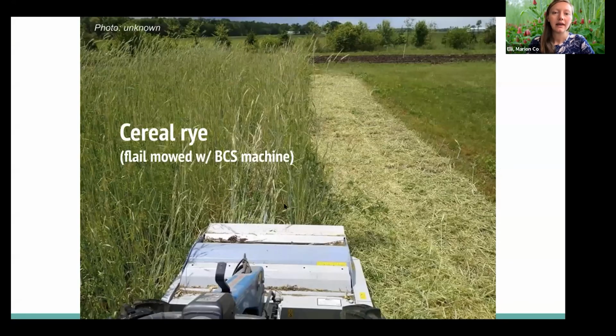If you're on a scale where you have a walk behind tractor or tiller, there's a machine called a BCS, which has different attachment possibilities. And there's one called a flail mower, which you may be familiar with on a large scale. Some farmers use flail mowers to cut down hundreds, thousands of acres. And this is a small scale example where it chops up the residue, which you can see on the right.